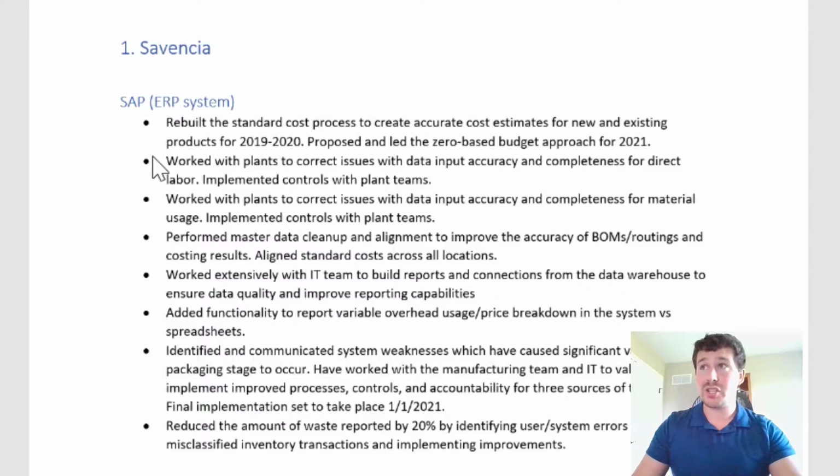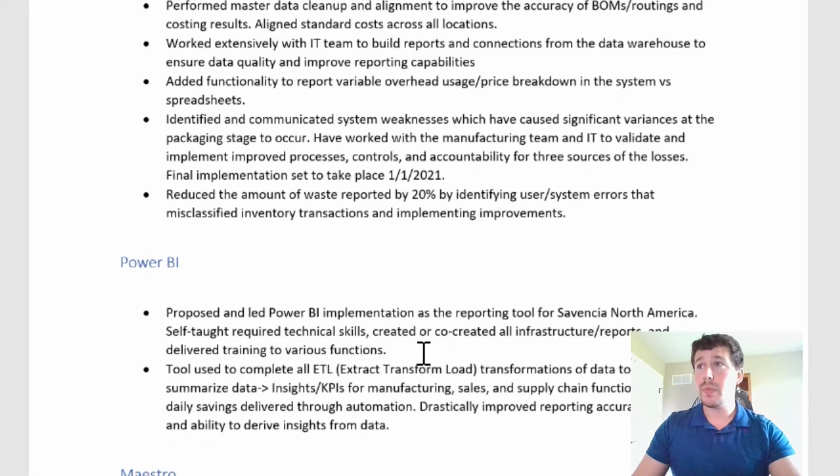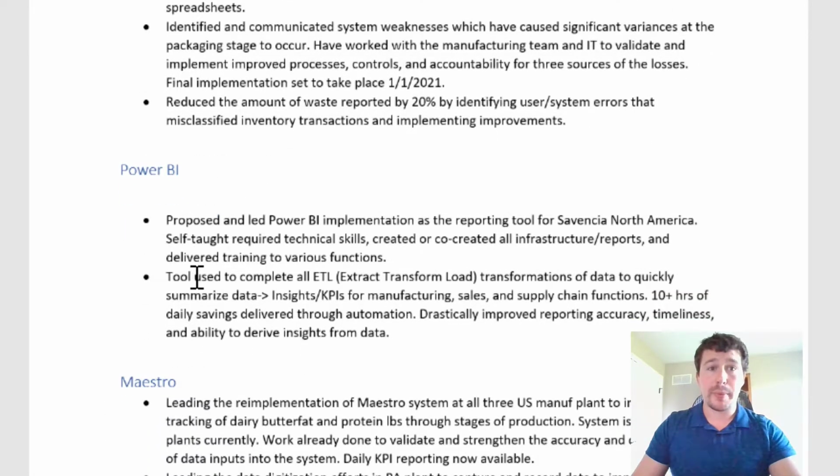So for me at Saventia, I worked a lot on the SAP system to get things reconfigured, to add new functionality, fix old issues, and then to do a zero-based budget. At Saventia, I also implemented Power BI. I have a few lectures in this course that go into that project in more detail, explaining the ups and downs. But overall, we taught ourselves Power BI and used it to automate Excel processes once we rebuilt them. So real quick, I have a couple of bullet points to explain that. However, for this, I have a few examples with screenshots further down below.